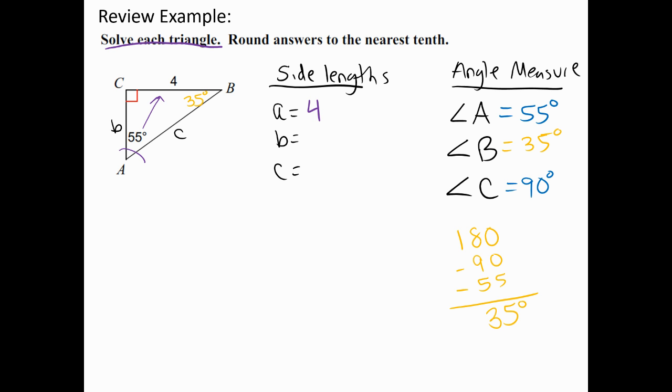The next thing we need to do is figure out the side lengths. So we know that this side is 4. We need to figure out how long B is and how long C is. In order to do that, we're going to have to use our trig ratios. So that's the SOHCAHTOA. I'm going to go ahead and write it on top.